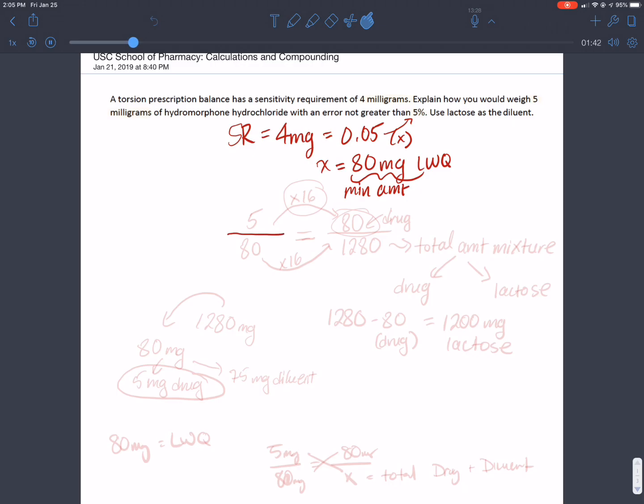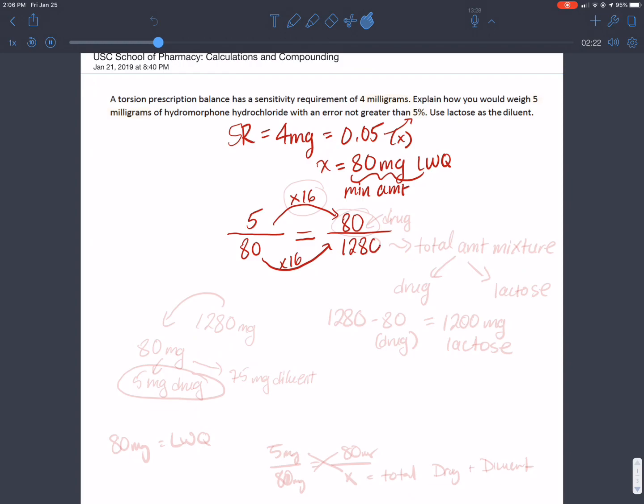So next, you're going to set up a proportion. And usually what we like to do, and there's multiple ways of doing this, but usually what I find easiest is to set up my least weighable quantity on the bottom of the left-hand proportion and on the numerator of the right-hand proportion. And 5 is our target drug amount that we're targeting. So basically, what you want to see is what factor multiplied by 5 is going to give us 80. So it's actually 16, and then we're going to multiply the bottom by 16 as well.